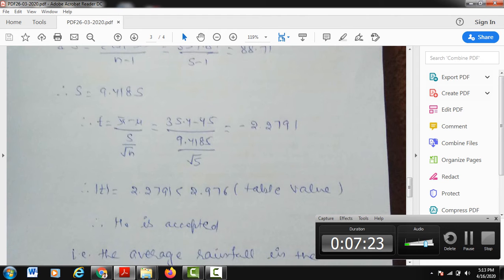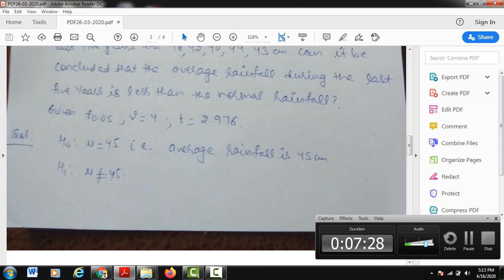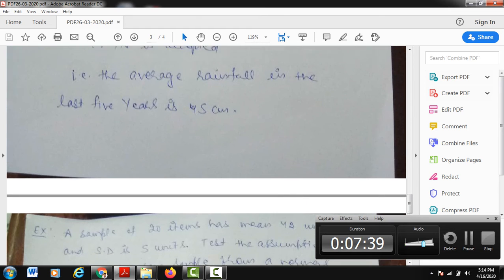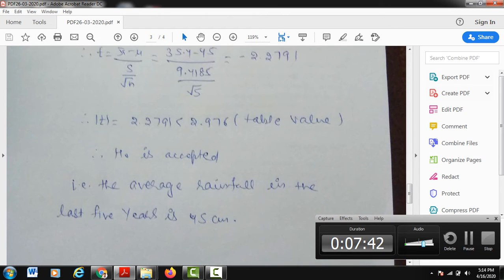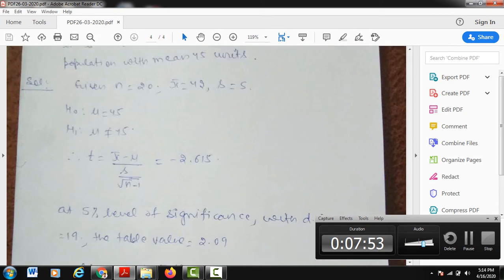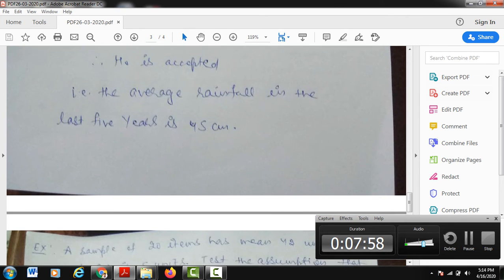And in the question it has been given that at 5% level of significance with degree of freedom 5 minus 1, that is 4, the table value is 2.976. So here I am going to make the comparison of the absolute calculated value with the table value. So we are having 2.2791 is less than 2.976, calculated value is less than the table value, so the null hypothesis is accepted, means the assumption which we have taken is correct. So what was the null hypothesis that we have taken? The null hypothesis that the average rainfall in the last 5 years is 45 centimeters.